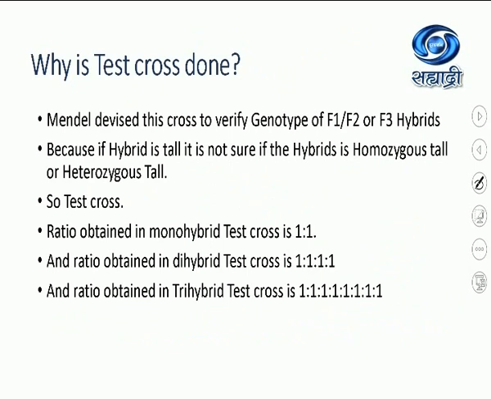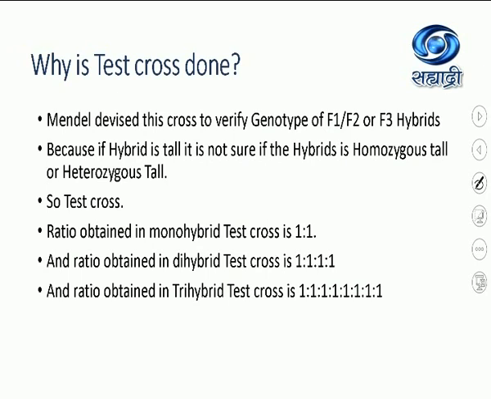Why is such a test cross done? Mendel devised this cross to verify the genotype of the F1, F2 or F3 generation. Just now we saw the example where we did not know the genotype of that flower. The phenotype was visible, violet color. But to find out the genotype, a test cross is done. Because if the hybrid is tall, it is not sure whether the hybrid is homozygous tall or heterozygous tall.